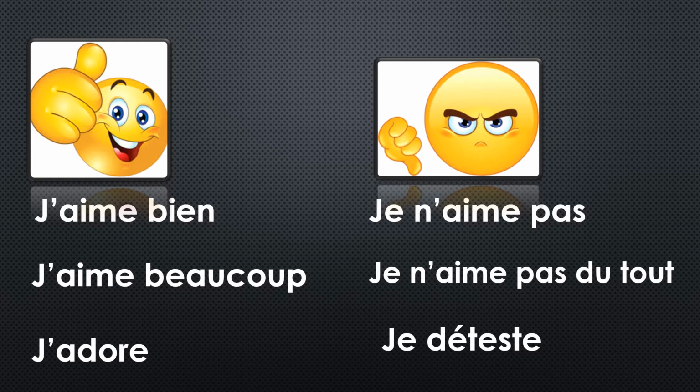Je déteste. So here are three levels of liking and disliking that we are going to focus on. For our likes, j'aime bien, j'aime beaucoup, j'adore. For our dislikes, je n'aime pas, je n'aime pas du tout, je déteste.